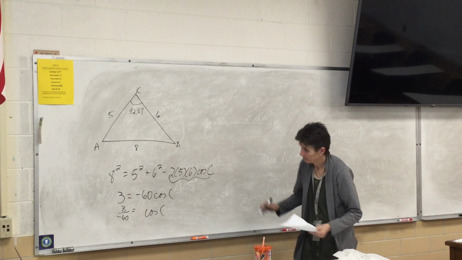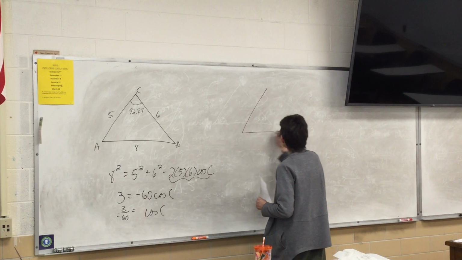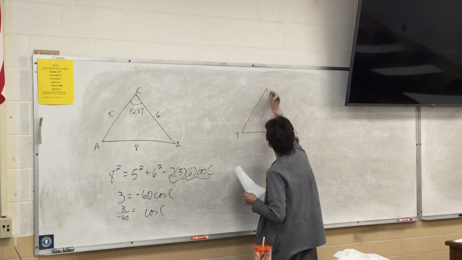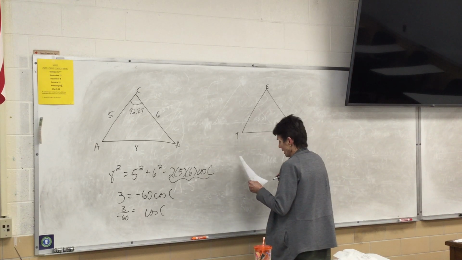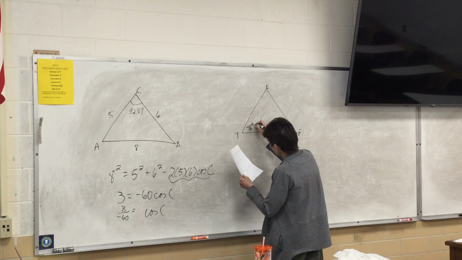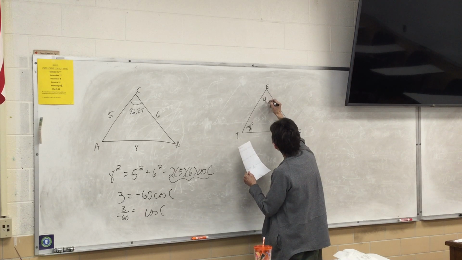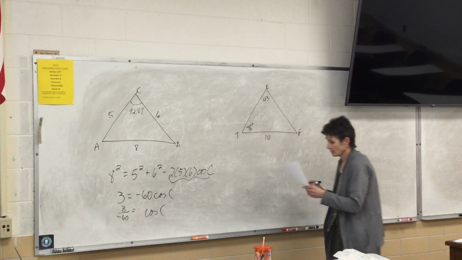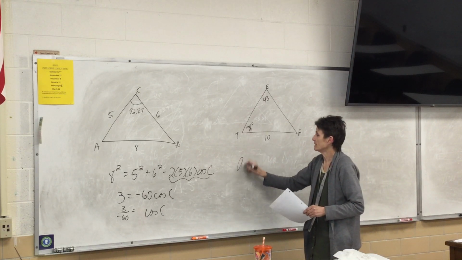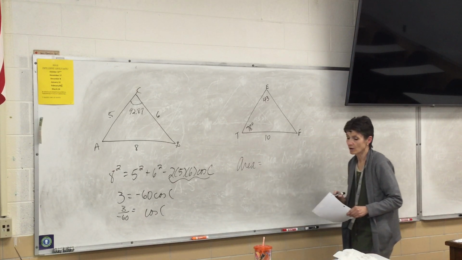And then finally, we have triangle TEF, my husband's initials. Angle T is 78, angle E is 43, and side E is 10. Your job is to find the area of this triangle.